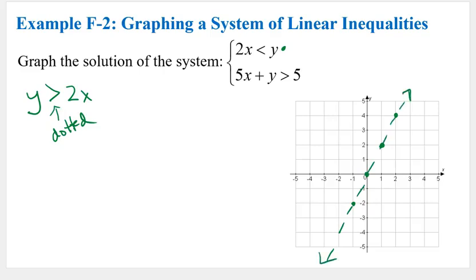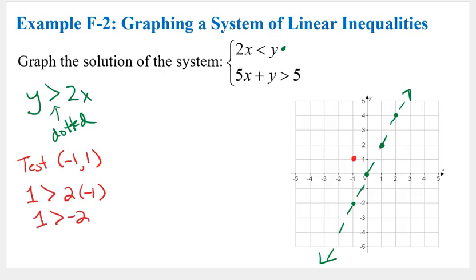This time I can't use 0, 0 as my test point because 0, 0 is on that line. So I'm going to choose a point over here. I'm going to choose this point, -1, so I'm going to test -1, 1. Every once in a while, it does go through 0, 0, and you're kind of stuck. So that's okay. We're just going to make the best of it. Okay, so let's test that. So y is 1. Is that greater than 2 times -1? And it is, right? 1 is greater than -2.